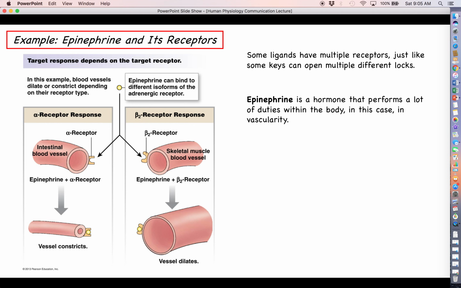A perfect example of this is a hormone called epinephrine. You might know it better as adrenaline, but we are going to call it epinephrine. So epinephrine is a hormone that is released by the adrenal medulla, and we'll learn a lot more about that in chapter 17. So epinephrine is going to basically mediate all the effects of what we call the fight or flight response.